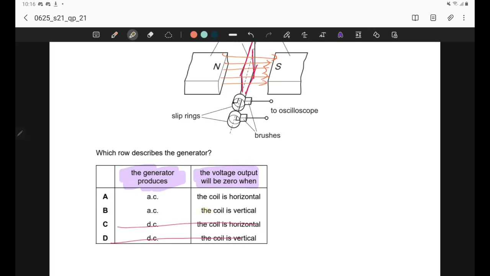So when the coil position is vertical, it is not cutting any field line, so the output voltage will be 0, and this generator will always produce an AC current. Therefore, correct answer is option B.